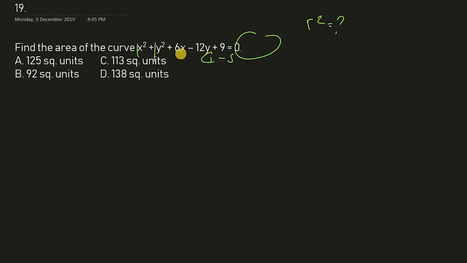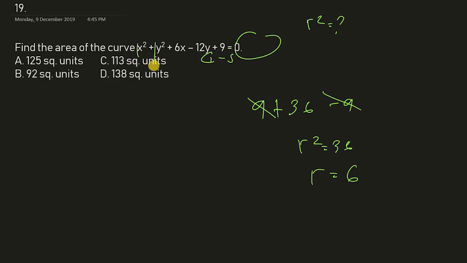So para makuha yun, i-complete the square ko. 6 divided by 2, guys, is 3. 3 squared is 9, plus 12 divided by 2 is 6. 6 squared is 36. 9 transpose sa kabilang side ng equation, magiging negative 9. Cancel out, 36. Radius squared is equal to 36. It means that the value of my r is equal to 6.